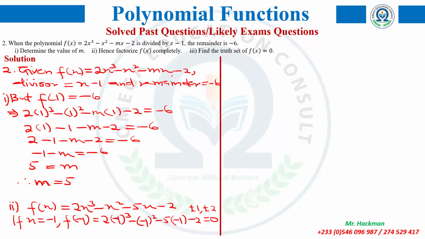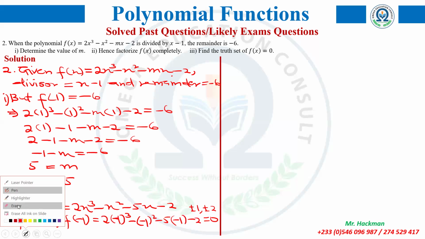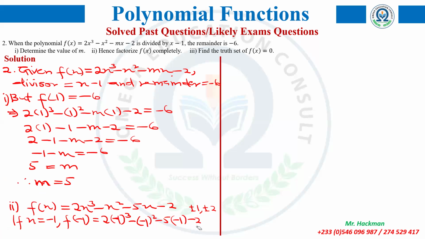Take note of that. Once I'm advising you, let me also do the same. So it means my f of negative 1 will be equal to 0. So this implies what is a factor? Hello, what is a factor? Okay, so x plus 1 is a factor.